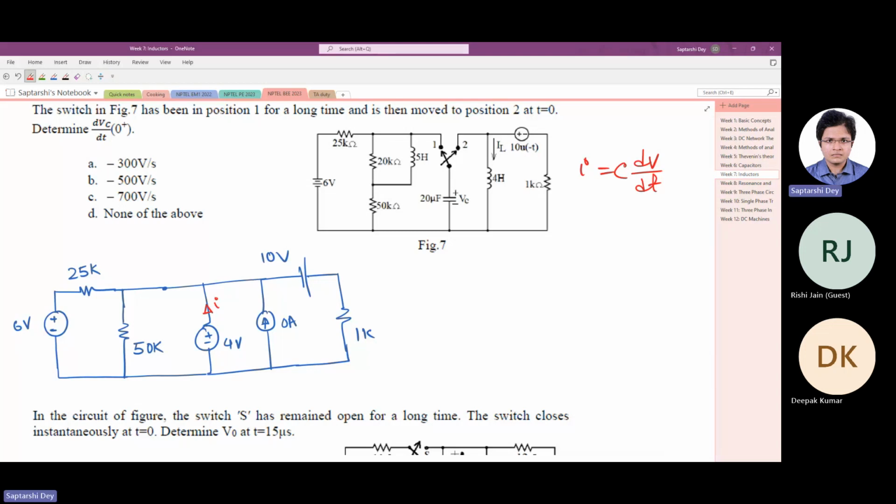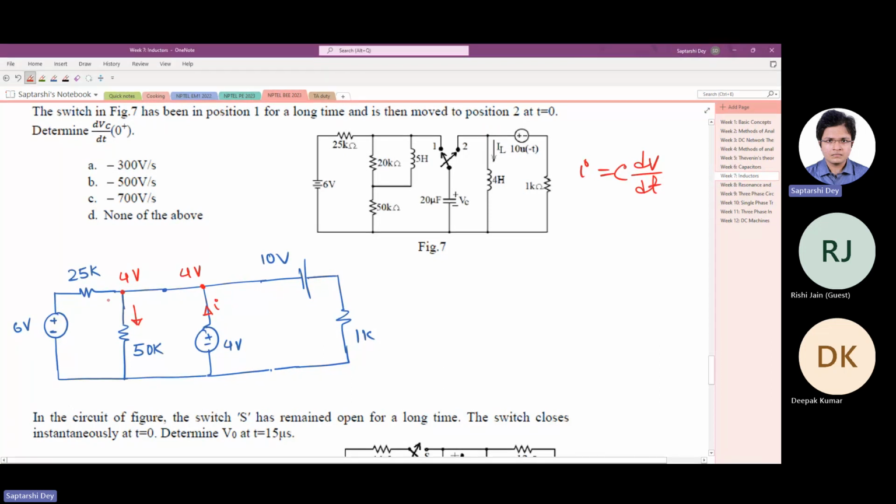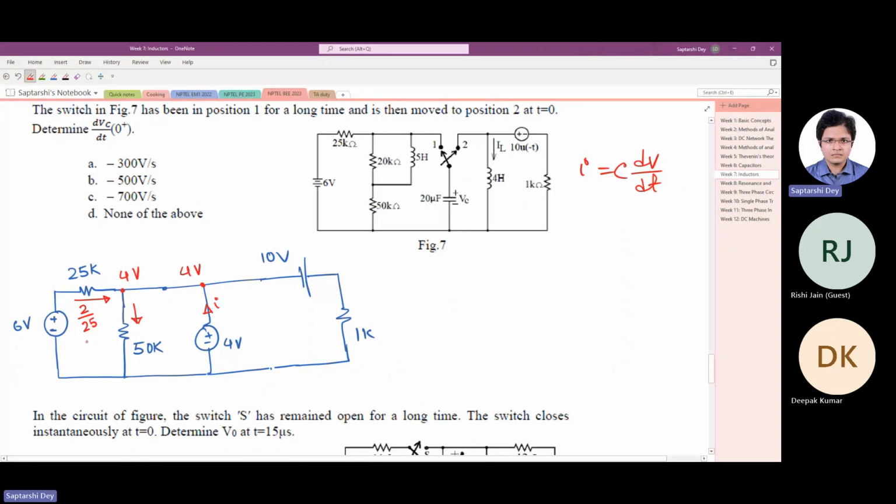Okay. Now let us see whether we can solve it in an easy fashion. I will remove this thing so that it looks cleaner. Now this is 4 volt. This is also 4 volt. Now if this is 4 volt, what is happening? Some current is flowing in this direction. So let us find out how much current is flowing in this. It is 2 by 25 milliampere. 6 minus 4. So 2 by 25 milliampere.